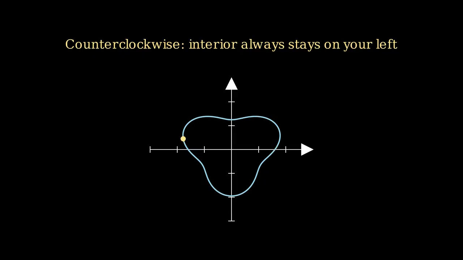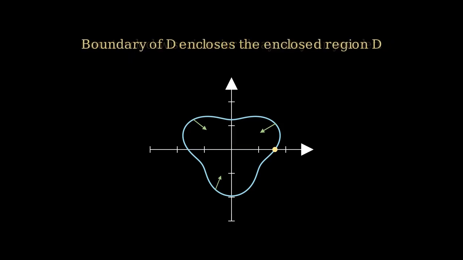If the inside of the loop is always on your left-hand side as you walk, you're walking the positive direction, which is counterclockwise. So, a positively oriented curve is one where the enclosed region always sits to your left as you travel around it. Now let's name the pieces.